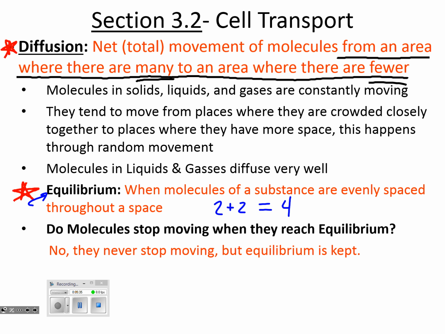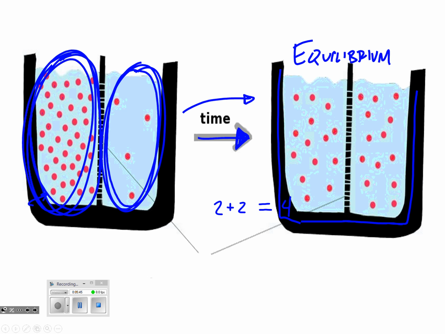Now the thing about it is molecules don't stop moving when they're in equilibrium. Okay, they keep moving, but they just keep even spacing as they do so. Okay, so this is all based on diffusion. Diffusion, molecules move from where there's a lot to where there's a little, and eventually they will get to equilibrium like they do over here.